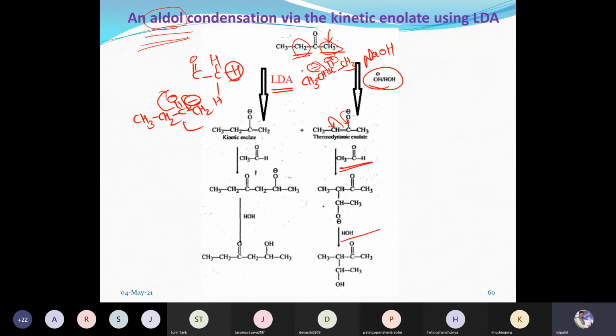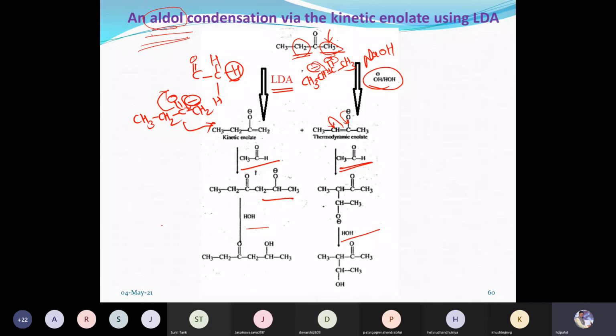So as a result we have this compound, CH3CH2C(O minus)=CH2. When we treat this compound with an aldehyde, CH3CHO, the substitution will take place over here. So we will get CH2CH(O minus)CH3, and finally by hydrolysis we will get CH3CH2C=O-CH2CHOHCH3.